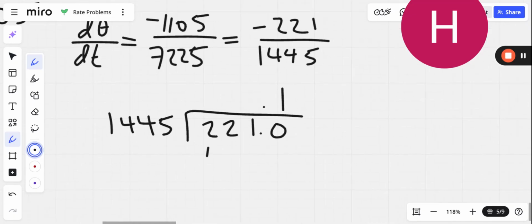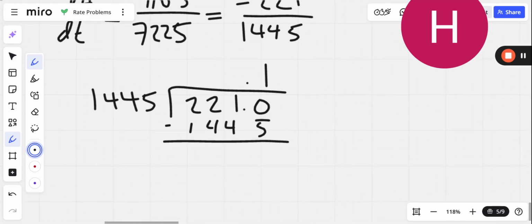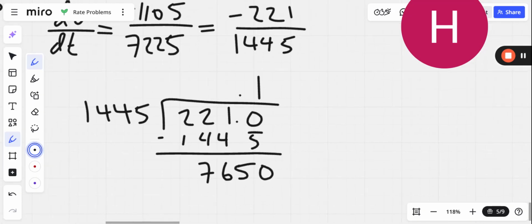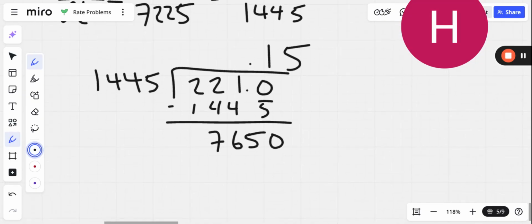So this would be like 0.1. Let's see how much else we have here. So that'll be 765. Add a 0, and this is about 5. So 0.15 if you really, really want a value.